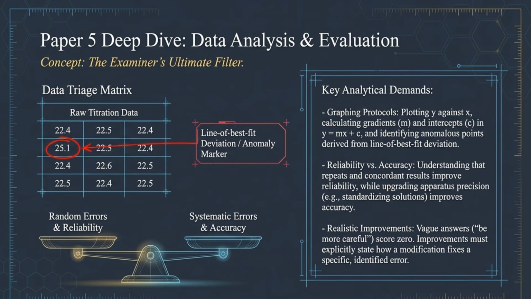The evaluation section is the examiner's ultimate filter. You must master graphing protocols, plotting y against x and identifying anomalous points derived from line of best fit deviations. You must understand that repeats improve reliability, while upgrading apparatus precision improves accuracy. Most importantly, avoid vague answers like, "Be more careful." To score the mark, your improvements must explicitly state how a specific modification fixes an identified error.